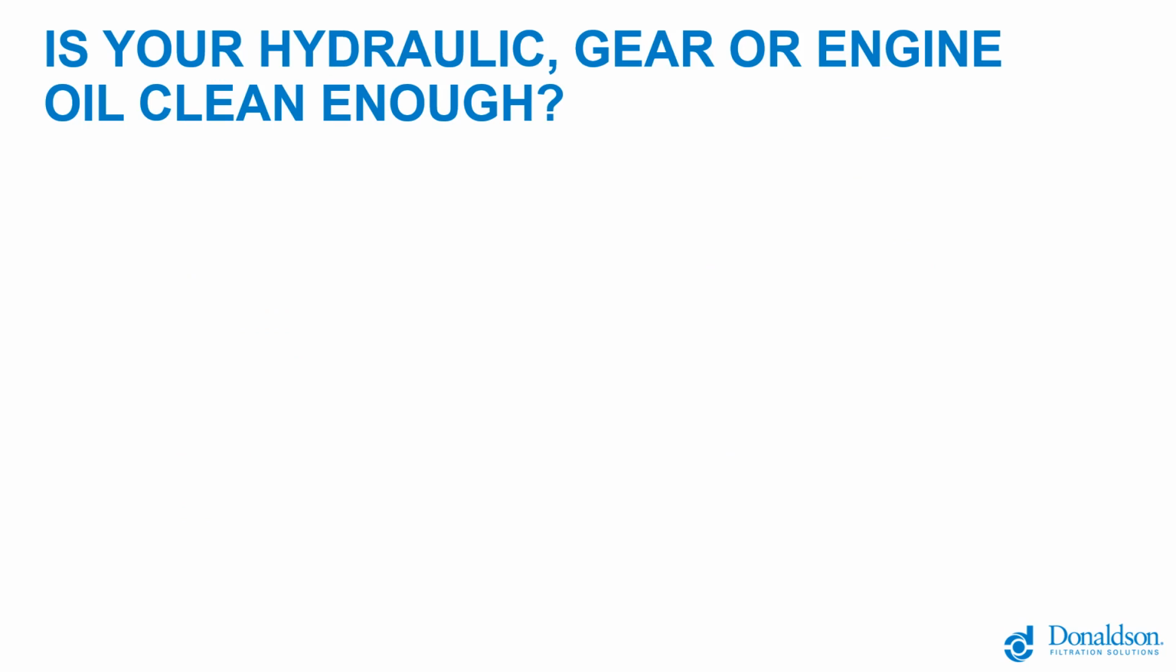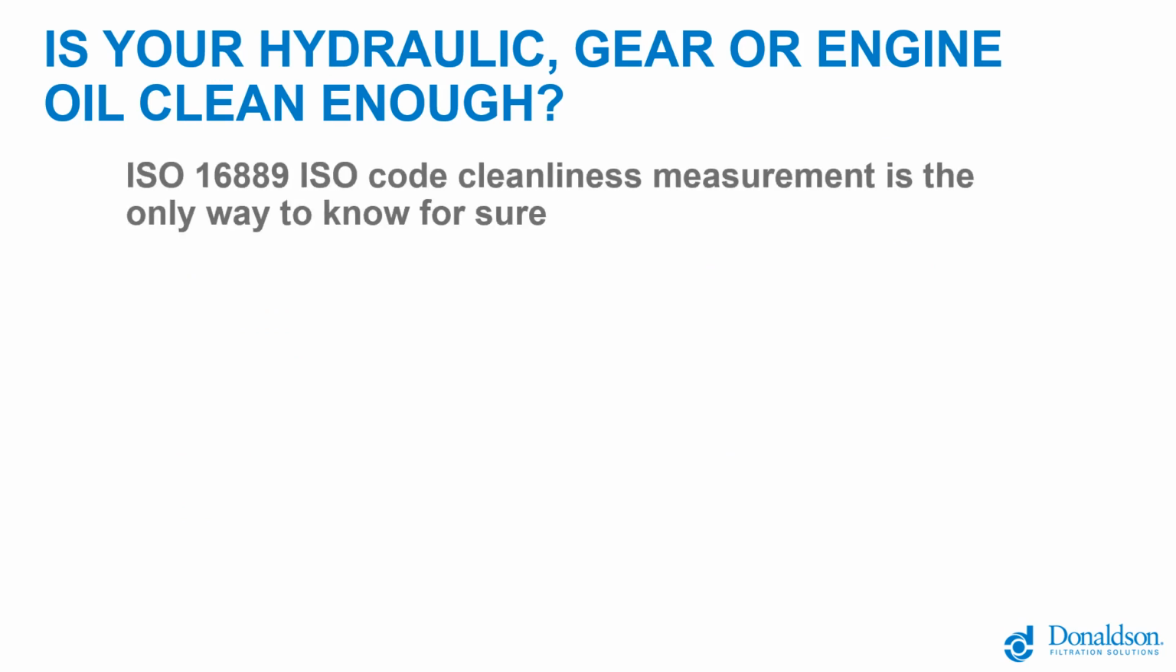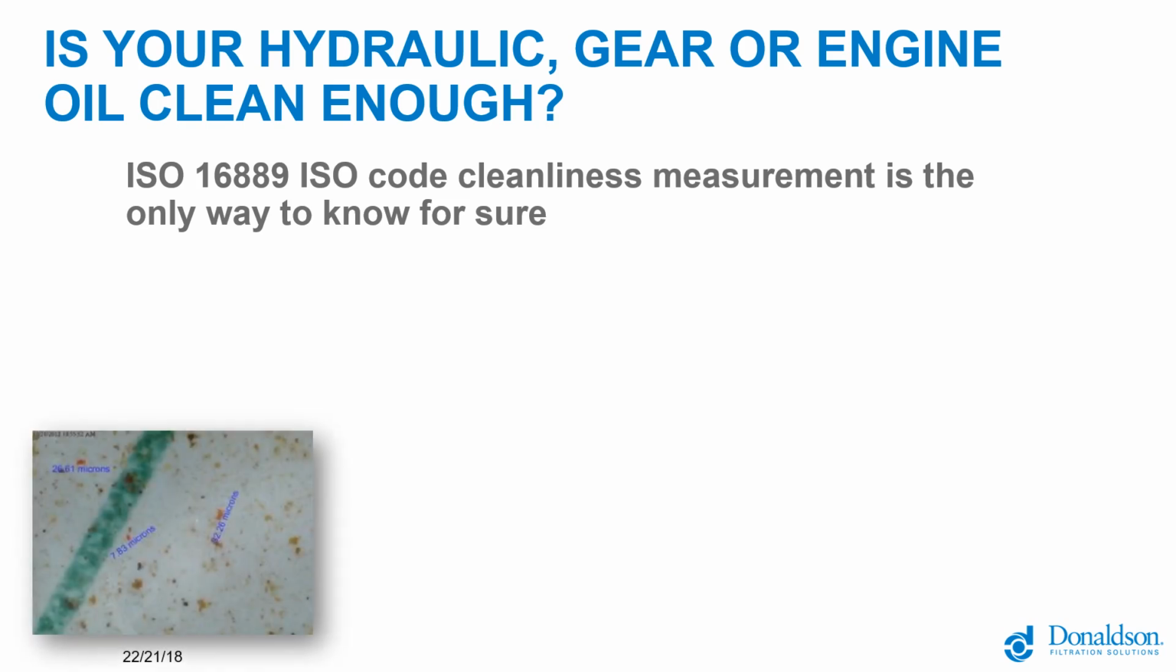So is your hydraulic or gear or engine oil clean enough? I mentioned that the ISO cleanliness code, or ISO 16889 is the actual standard, is a measurement of contamination in the fluid, and that's really the term to describe the concentration and distribution of particulate in a fluid. It's a shorthand code describing 4 micron and larger particulate, 6 micron and larger particulate, and 14 micron and larger particulate. Visually, it's pretty easy to tell the difference between these samples.